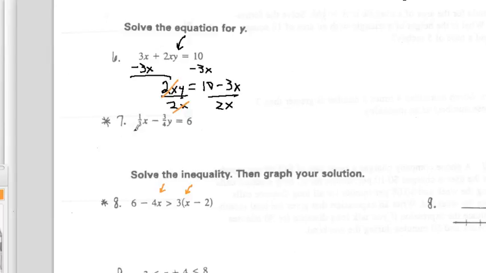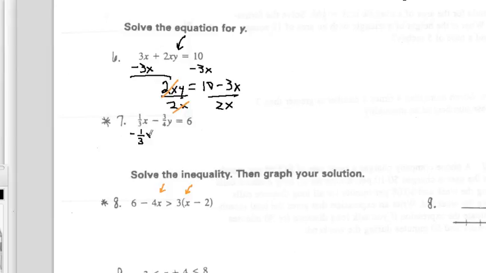It looks like I'm skipping number 7. Let me go back to number 7. We have 1/3 of x minus 3/4 y is equal to 6, and they want us to solve for y. Let's isolate y first. Okay, let's subtract 1/3 x from both sides.